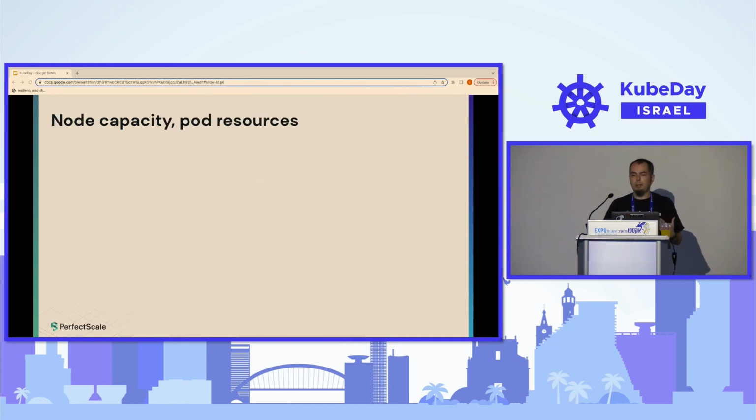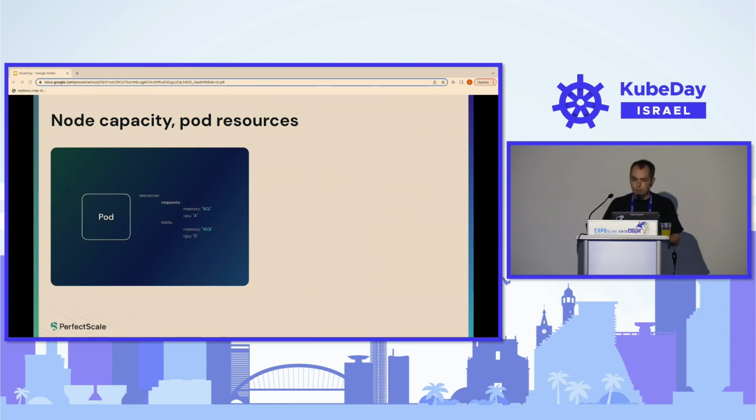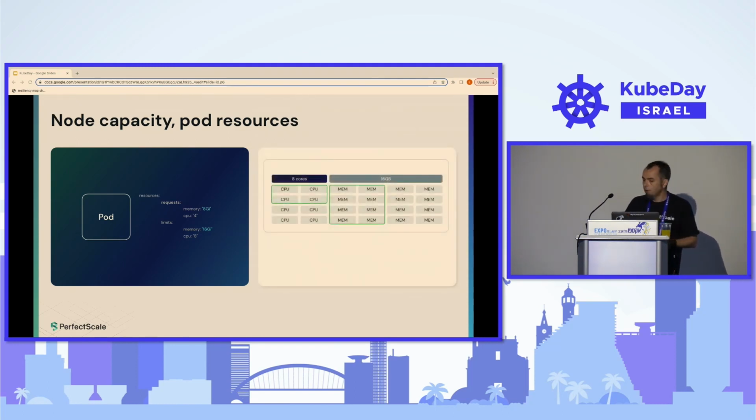So let's start with the simple mechanic of scheduling in Kubernetes, because everything starts there. For the example, we take a pod with a request of 4 cores of CPU and 8 GB of memory, and some limit, which doesn't matter. We schedule this pod on a node containing 8 cores and 16 GB of memory. When this pod goes to the node, it allocates a certain amount of CPU and memory, and this amount can't be taken by any other pod.